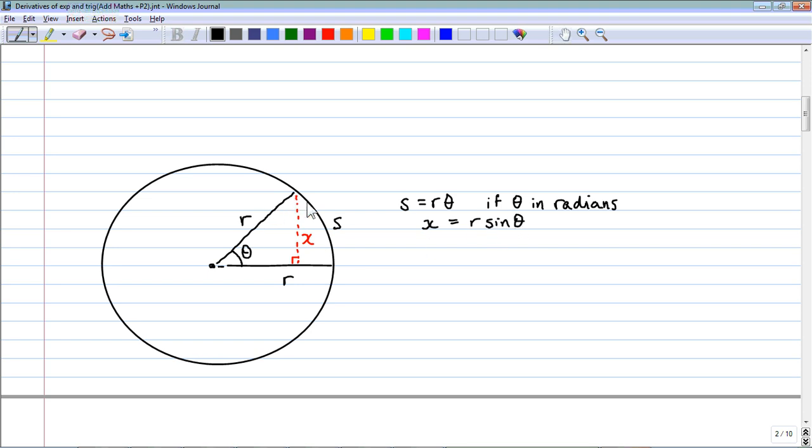So we can see just by looking at the picture that s is bigger than x, because s is the length of the arc of the circle, which is longer than the red dotted line. So we can write that r theta is bigger than r sine theta. So we see that the angle theta is always bigger than the sine of the angle if we're working in radians.